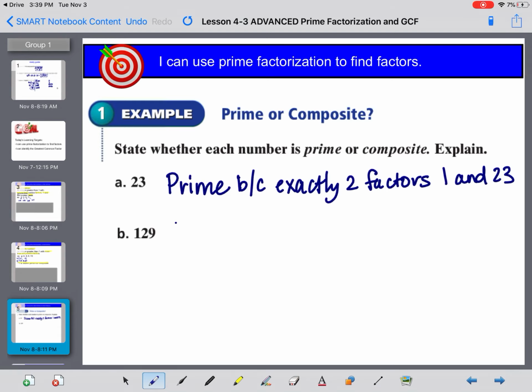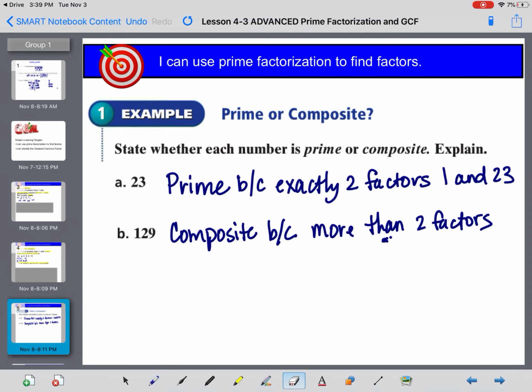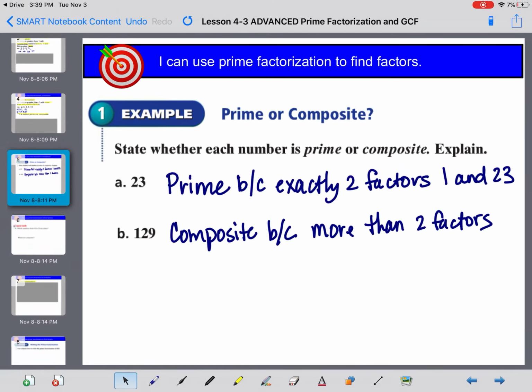129 is composite. Here's where those divisibility rules will come in very handy. When I add 1 plus 2 plus 9, I get 12. 12 is divisible by 3. So I know that this number is divisible by 3. I don't even need to know what that number is or what it equals when I divide by 3. I just know that 1 and 129 are not the only 2 factors. So I can say composite, more than 2 factors. And how did I find that so quickly? I used the divisibility rules I learned yesterday.